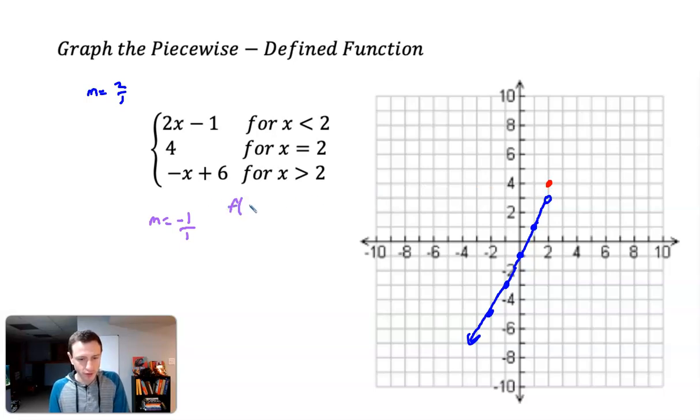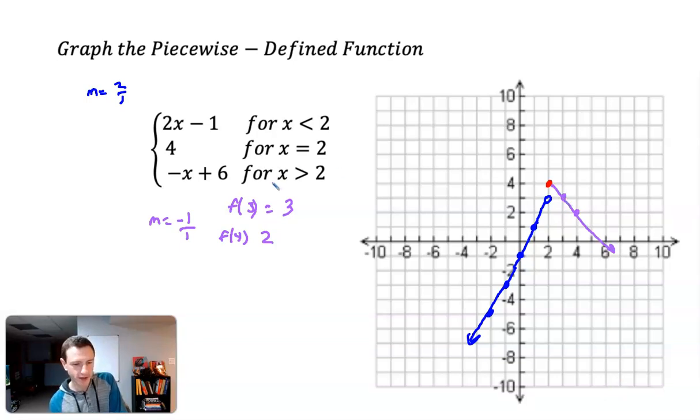So let's do f of 3 and f of 4, plug it into here just so we get an idea of what that's going to look like. F of 3 is going to be negative 3 plus 6, which is going to be positive 3. F of 4 is negative 4 plus 6, which is positive 2. So for 3, 3, we're here. 4, 2, we're here. So it's going to look something like this.